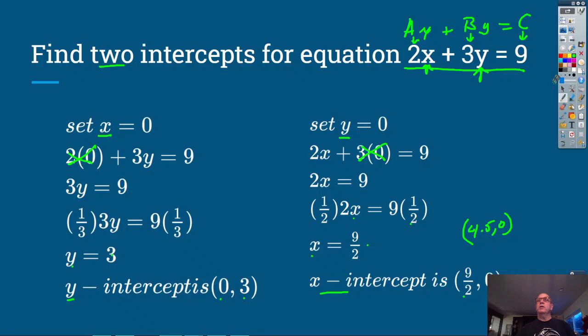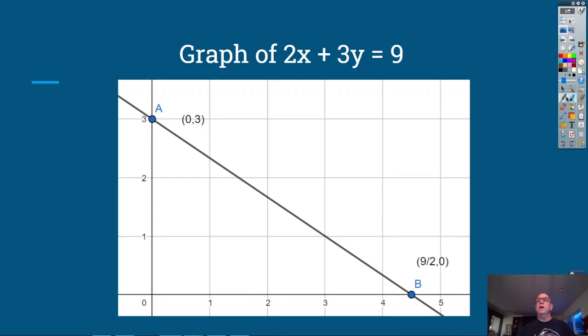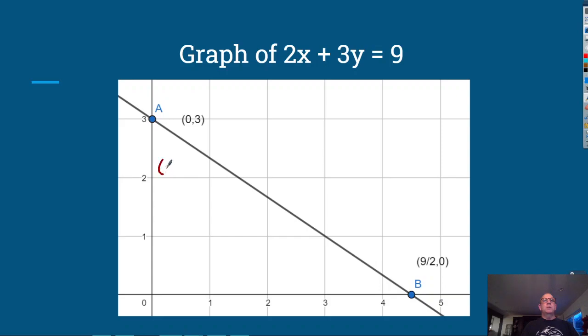So let's go ahead and graph that. I'm going to grab the next slide here, and I have graphed that. Remember, our y-intercept: when we set x to 0, y became 3. And when we set y to 0, x became 9/2, or 4.5. So I put these 2 points on, and I draw the line between them because these 2 points are solutions to this equation, right?